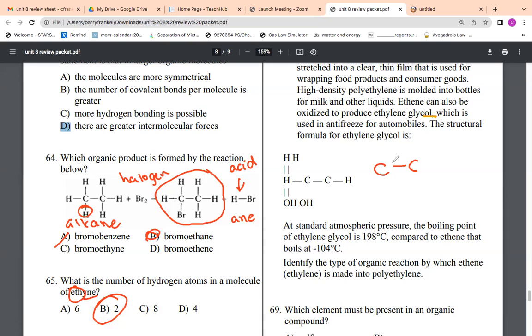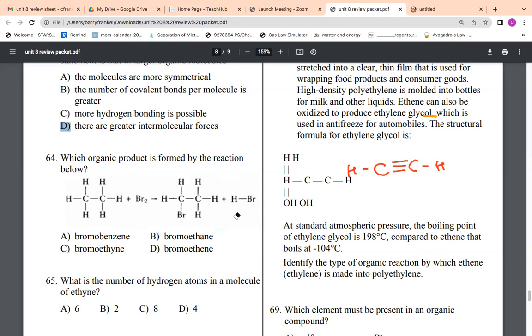Ethyne indicates a triple bond between the carbons. And then I would just go ahead and fill everything else in. These carbons already have 3 bonds, so they can only take 1 more thing. So only 1 more hydrogen is needed, 2 hydrogens in total. All right.